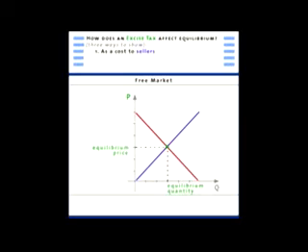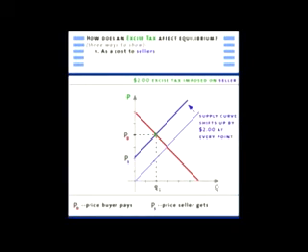So I could do that like this. It's a parallel shift. The whole curve moves upwards by $2 at every point to represent the excise tax as an extra cost. In that case, the new equilibrium is going to be where this curve, the tax-distorted curve, or the supply curve plus tax, crosses the demand curve.